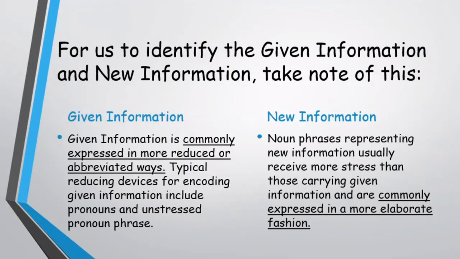For us to identify the given information and new information more easily, take note of this. The given information is commonly expressed in more reduced or abbreviated ways. Typical reducing devices for encoding given information include pronouns and unstressed pronoun phrases. For the new information, noun phrases representing new information usually receive more stress than those carrying given information and are commonly expressed in a more elaborate fashion.